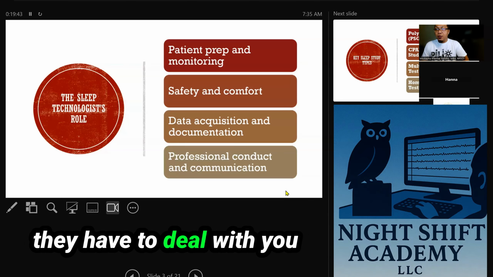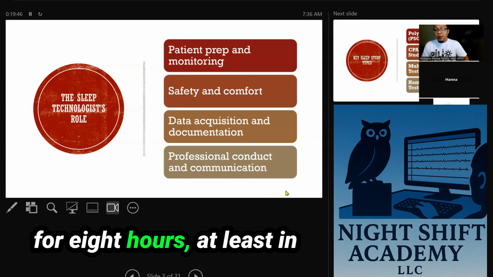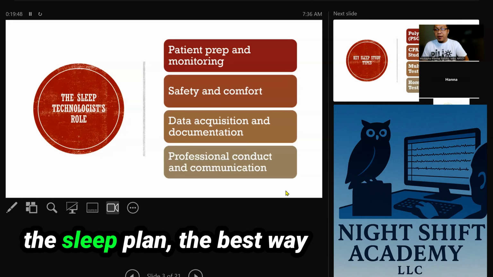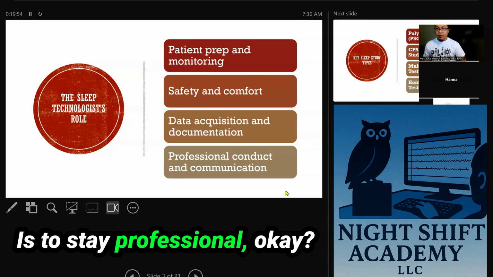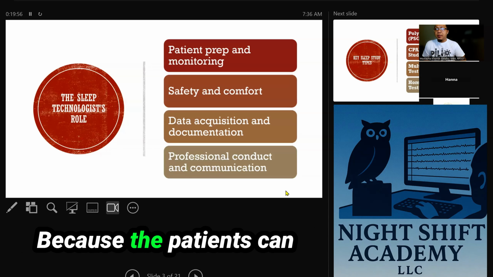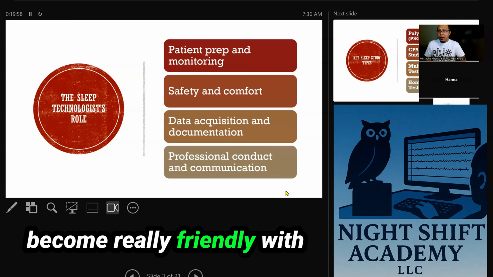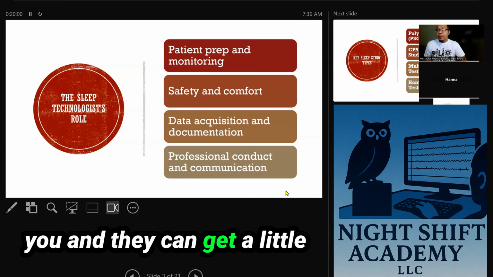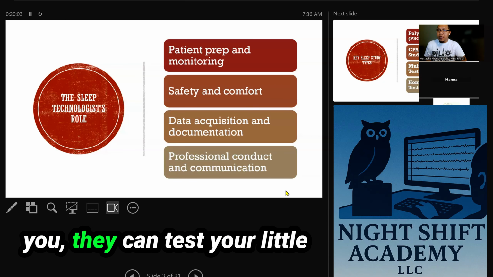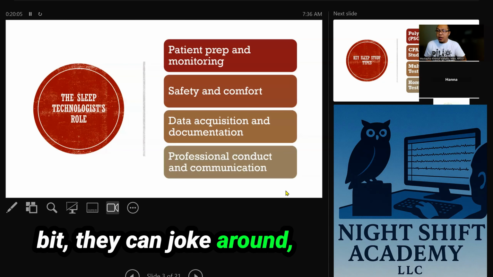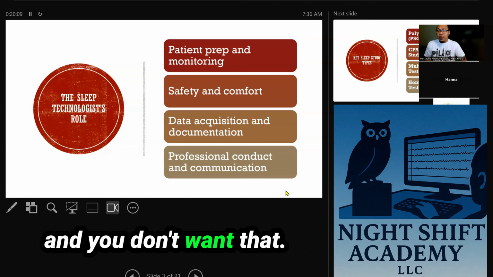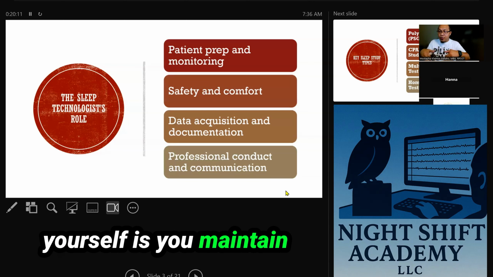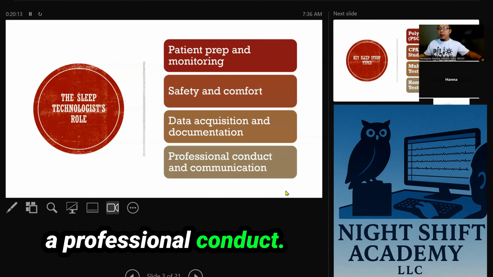And if they have to deal with you for 8 hours at least in the sleep lab, the best way to approach each patient is to stay professional, okay? Because the patients can become really friendly with you, and they can get a little bit pushy. They can push you, they can test your limit, they can joke around, but at times some of them become really inappropriate, and you don't want that. The way you guard yourself is you maintain a professional conduct.